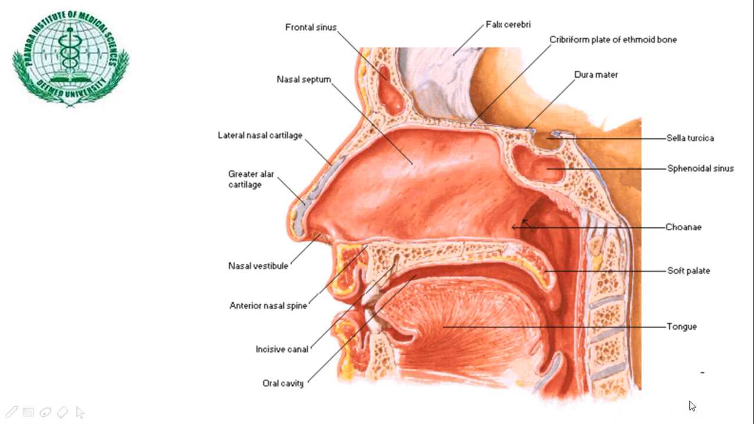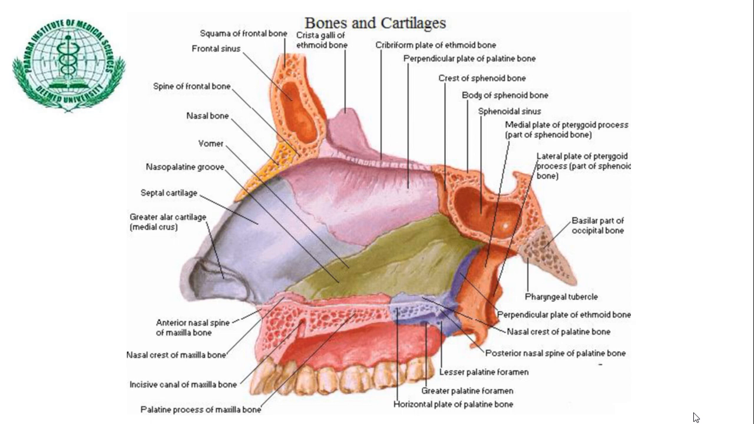Now when you see the nasal cavity proper, it has the roof, floor, its medial wall, that is nothing but the nasal septum, and its lateral wall. Now here you can see the roof of the nasal cavity. It is very narrow in front and it is widened about 1 cm near the choana.